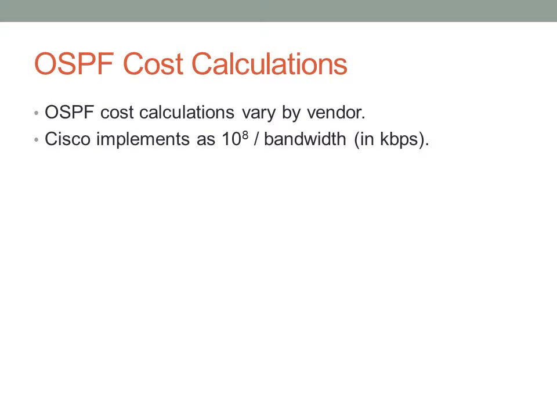And if you don't understand why this is, just do the math. Plug in a really high bandwidth number there and plug in a really low bandwidth number there, and you'll see that a higher bandwidth is going to have a lower cost. And so we're going to select the link with the lowest cost as our primary.